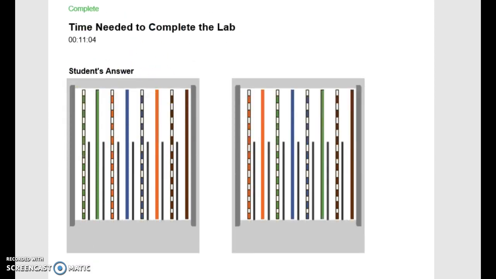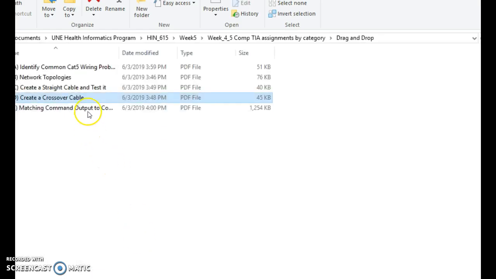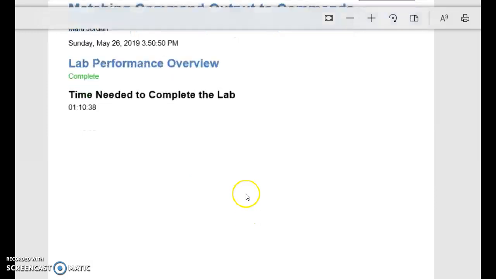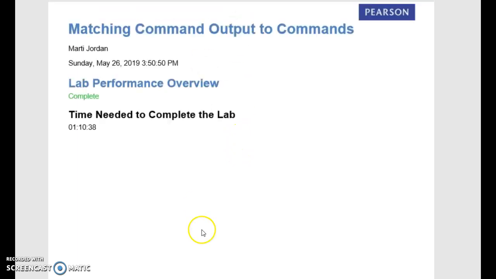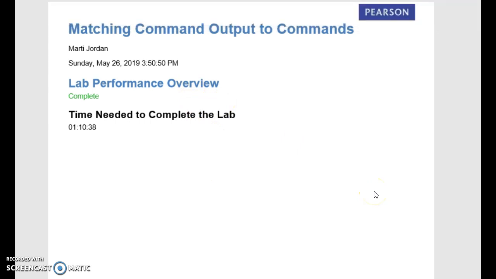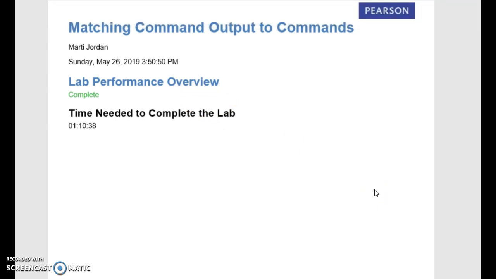So the next lab was matching command output. That one took me a while, but I completed that lab. And that one took me over an hour to do.